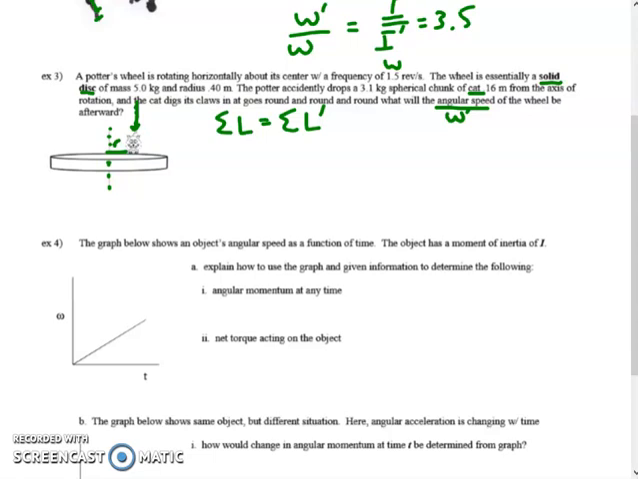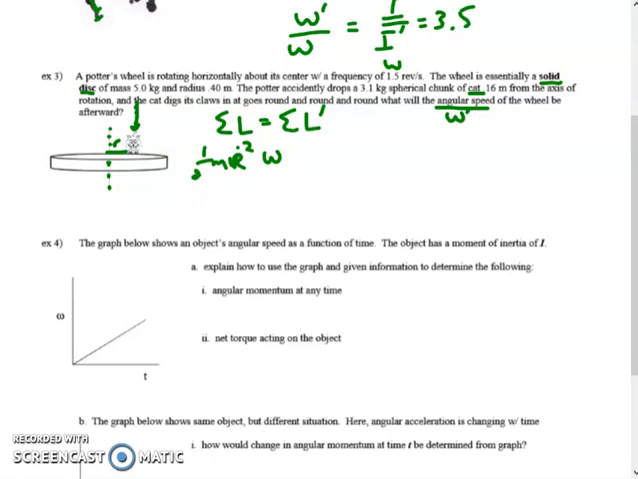Again, we're going to use the I omega part, but we want to look at what the I's are. In the first case, before the collision, it was just the solid disk of the potter's wheel. So that's 1/2 mr squared, and we're going to multiply that by whatever omega the potter's wheel had. We have it at 1.5 revolutions per second. I'm just going to leave it as omega right now.